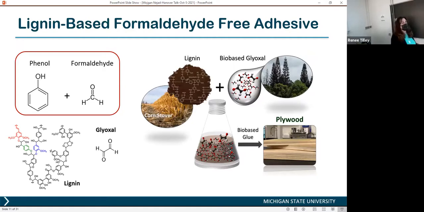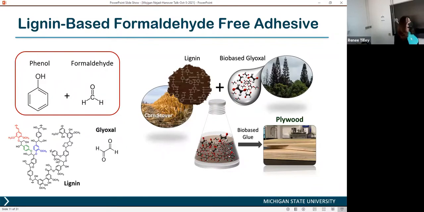But we didn't stop there, because even though we replaced phenol with lignin, formaldehyde is still toxic. We were thinking we need to find another bio-based, less toxic compound to replace formaldehyde. Almost 3 years ago, I was talking with the R&D manager of one of the major resin producers. He said, okay, you replaced phenol with lignin, what's your next step? I said, my plan would be to replace 100% of the formaldehyde with glyoxal. He said, you can't do it.